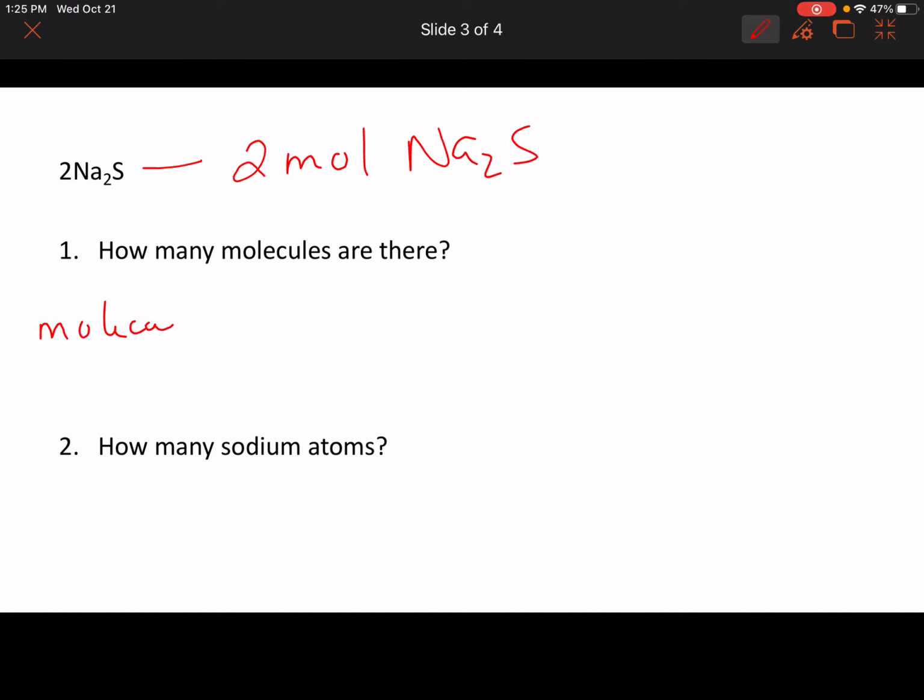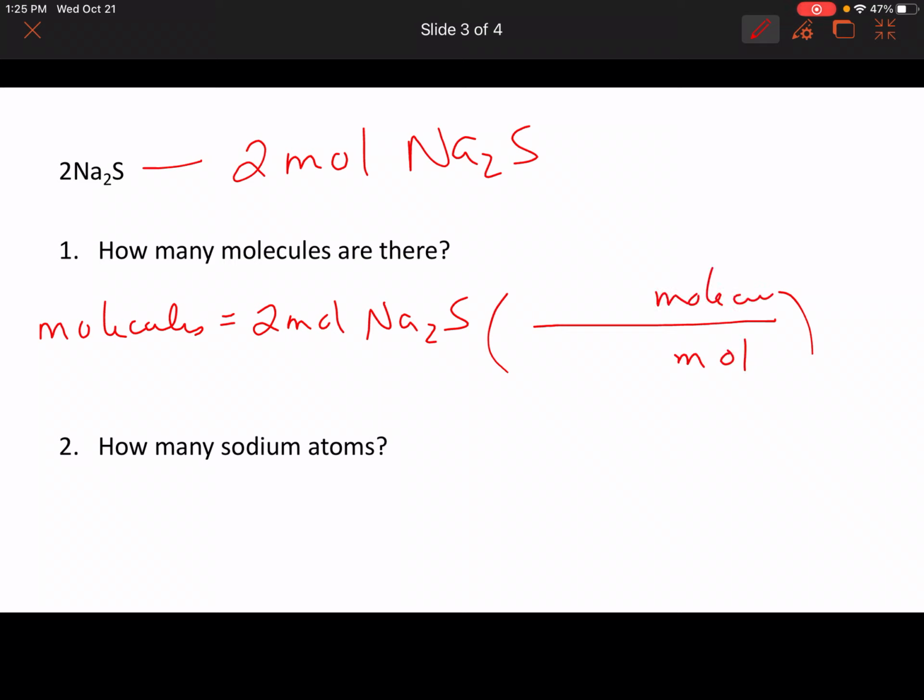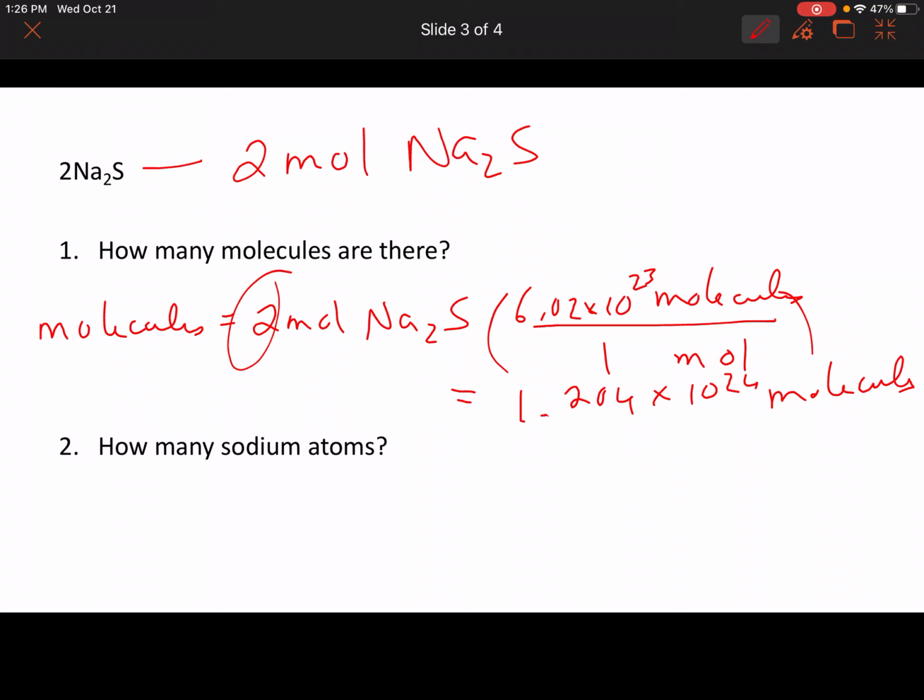So we're going to use our dimensional analysis. So molecules equals 2 moles of Na2S, moles on the bottom, molecules on the top, and you know that 1 mole is 6.02 times 10 to the 23rd molecules. And so now you can work this out. You're just going to take Avogadro's number and multiply it by 2 to find the number of molecules, which is 1.204 times 10 to the 24 molecules. And we have to pay attention to sig figs though, so technically there's only 1 sig fig, so I'm just going to put a bar over the top there.